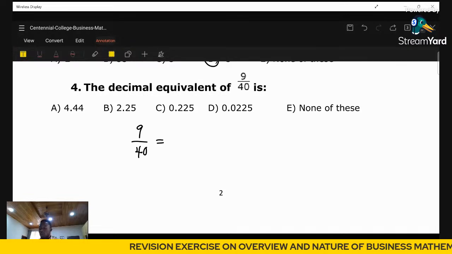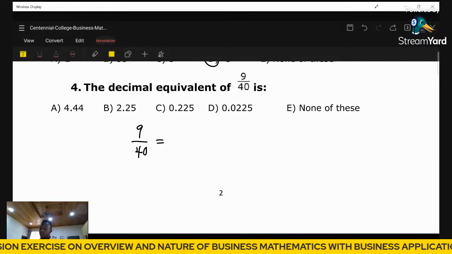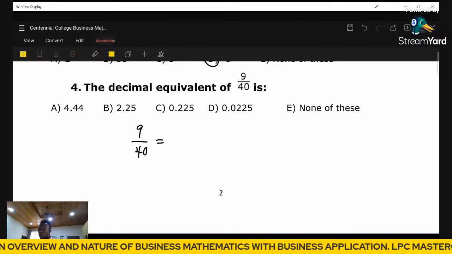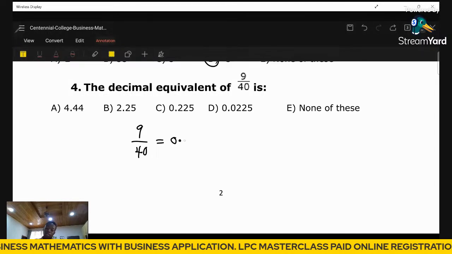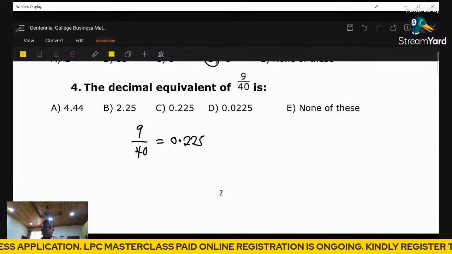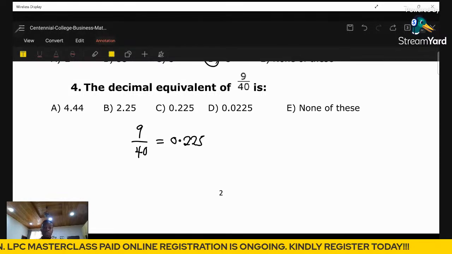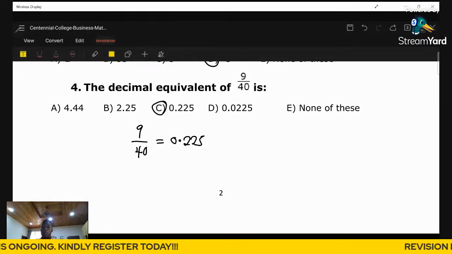What are you supposed to get? In my case, I arrive at a figure of 0.225. You can confirm as well so that we see. And that's going to be option C. And then we are done.